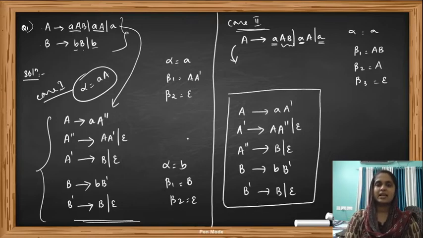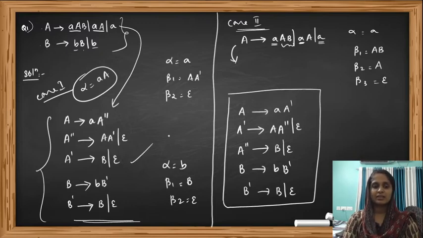So both these answers are correct. If you consider alpha as AA, then you will get this answer, and if you consider alpha as A, then you will get this answer. You can see that these two answers are almost similar. The only difference is that we have just swapped the terms A dash and A double dash. That's the only difference here. Both the answers are the same. So this is how we eliminate left factor in multiple stages.